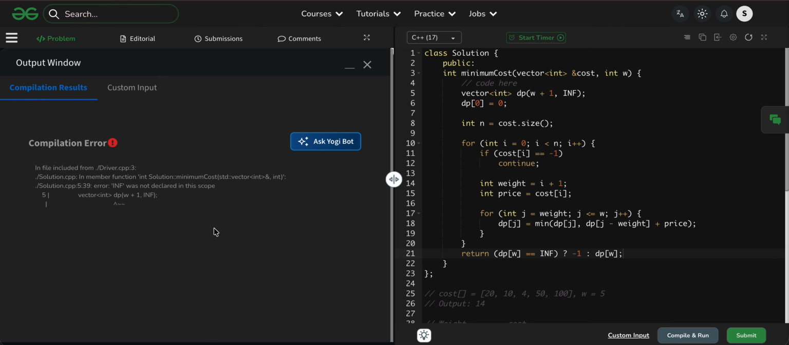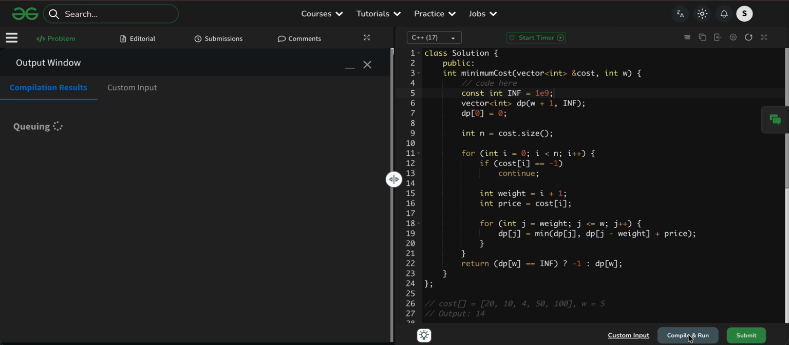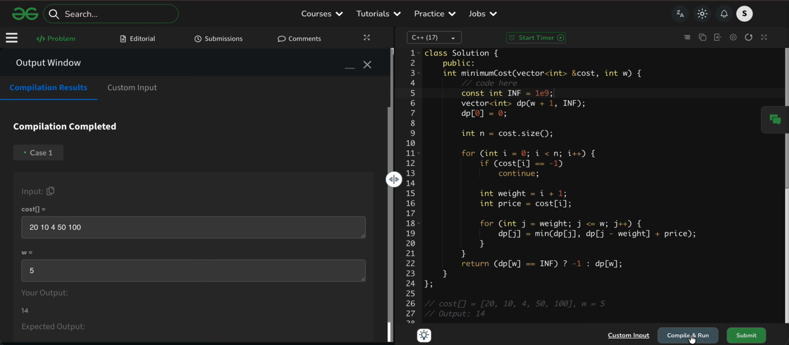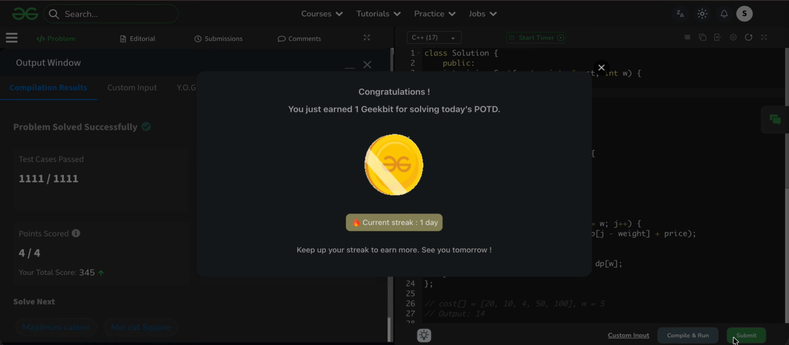Okay, so what is the problem? Infinite is not declared. Okay, I understand this. So infinite is simple: const int infinite is equal to 1e9, this one. Now I try to run it. I compile, so yes, it will compile and run. Try to submit it. So yes, it is submitted.